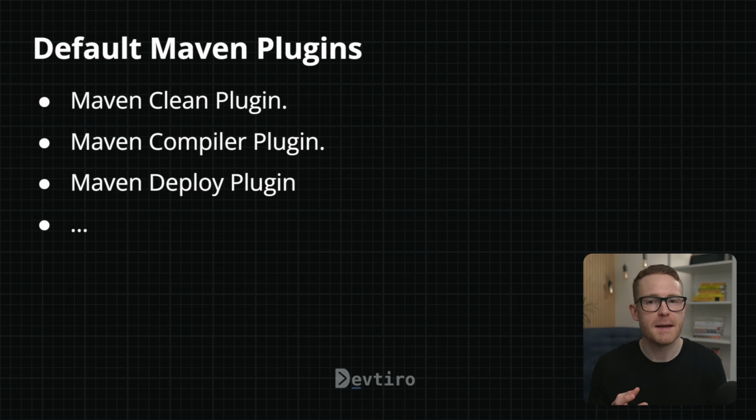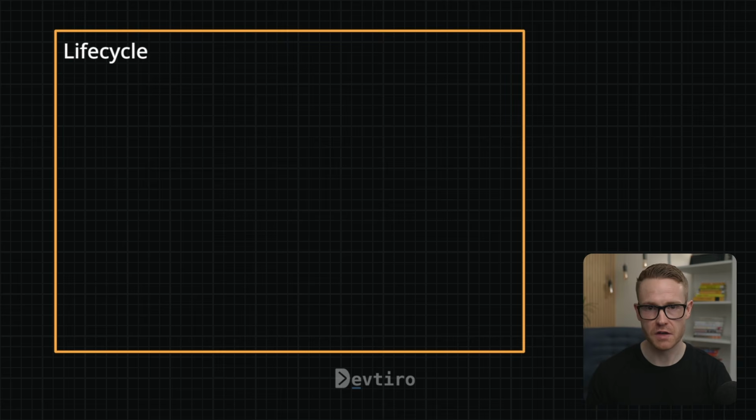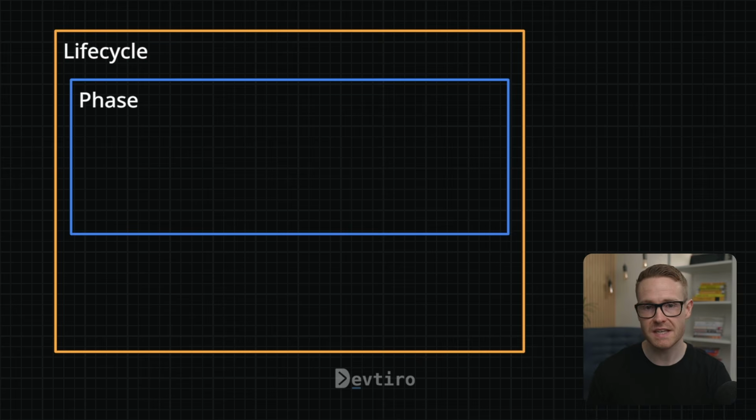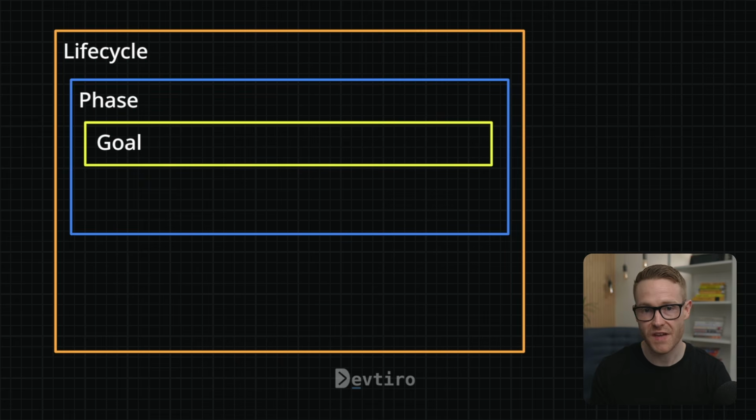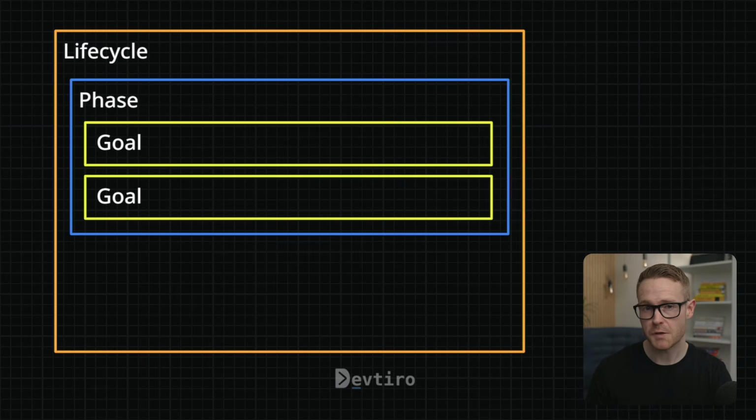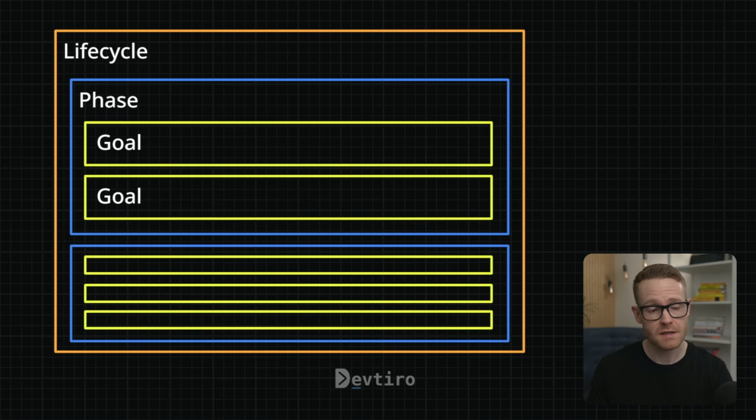This is all quite abstract. So where does the concept of a plugin and its goals fit in with lifecycle and phases? So here's the link. We know that we have life cycles, and each life cycle has phases. Well, here's the thing. Each plugin provides goals, and the goals are bound to the phases. And you can bind more than one plugin goal to a phase. And of course, because each life cycle has multiple phases, well, you get the picture. Again, this is quite abstract, so let's look at some concrete examples.